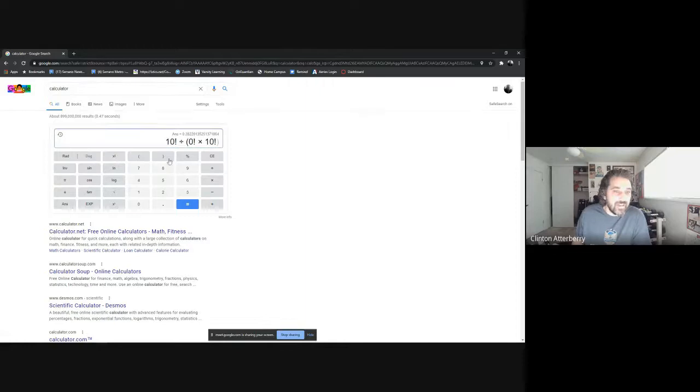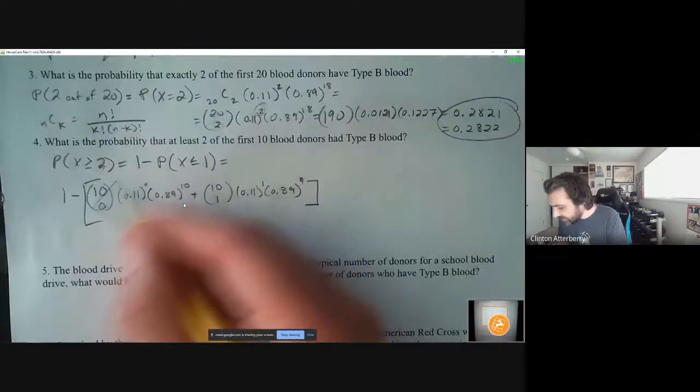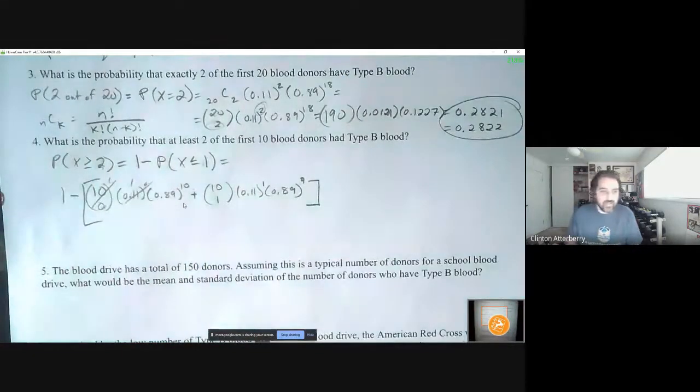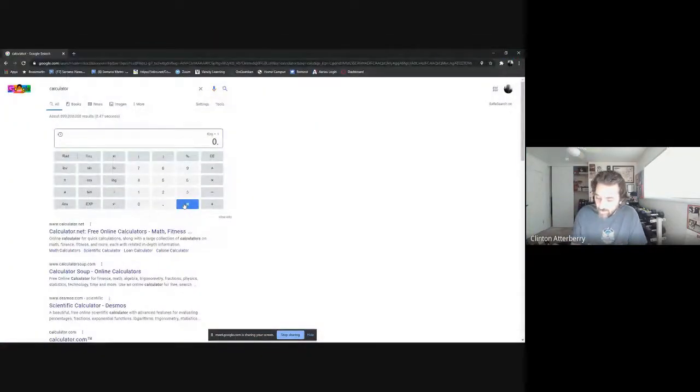Now, it might sound weird. You're like, Mr. Atterbury, how do you divide by 0? Okay, 0 factorial equals 1, so 0 factorial can be something you divide by. How cool is that? So 10 factorial divided by 0 factorial times 10 factorial leads to 10 factorial divided by 10 factorial, which is just 1. Then 0.11 to the 0 power is 1, so really it's 1 times 1 times 0.89 to the 10th power.